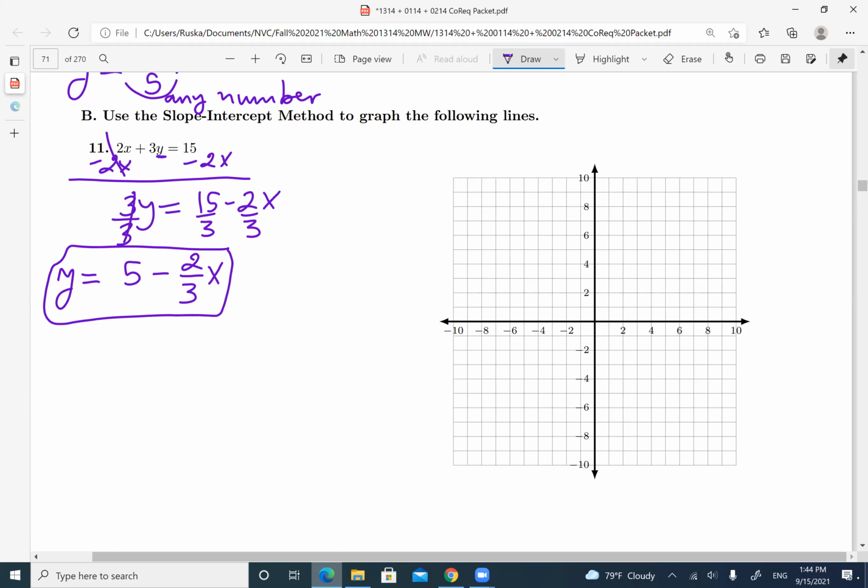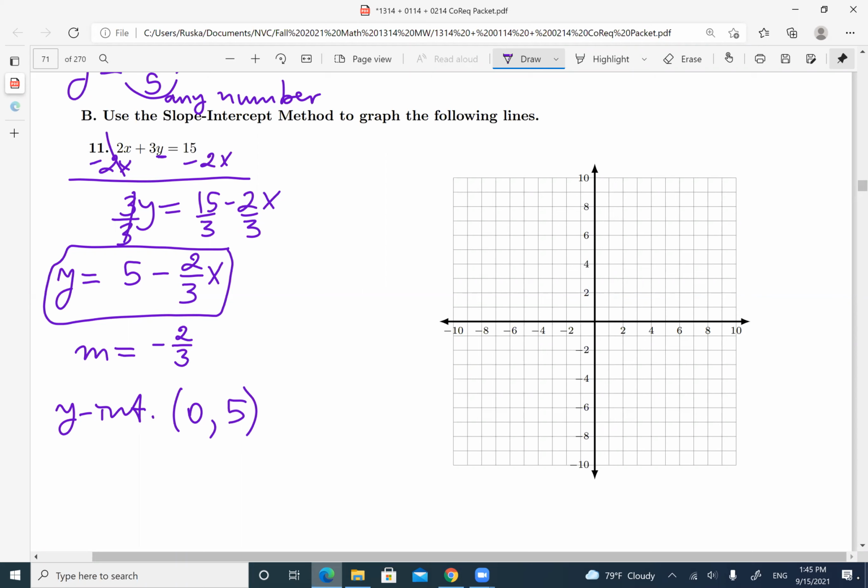Now, from that equation, can you tell me what is the slope and what is the y-intercept? -2/3. Good job, -2/3 is the slope. And what is the y-intercept? 0, 5. Yes, absolutely. 0, 5 is the y-intercept.